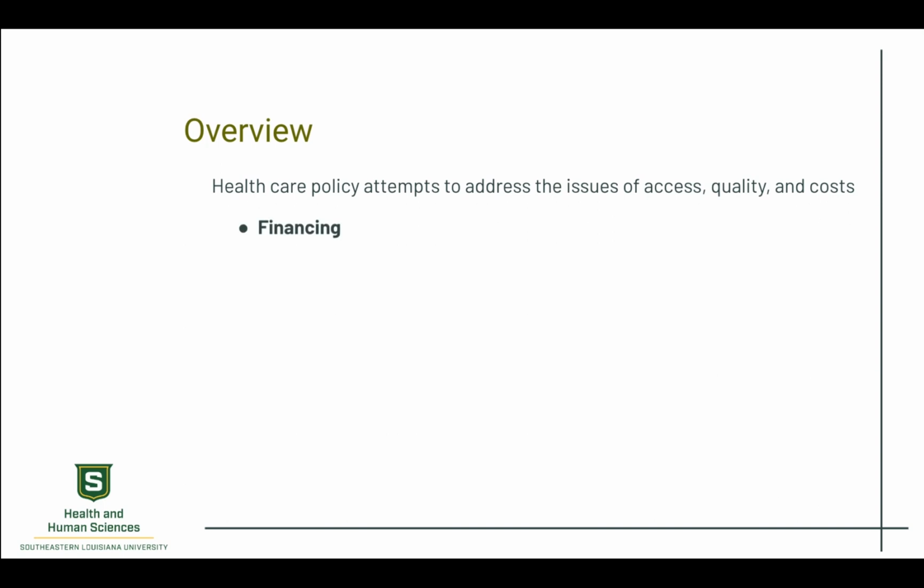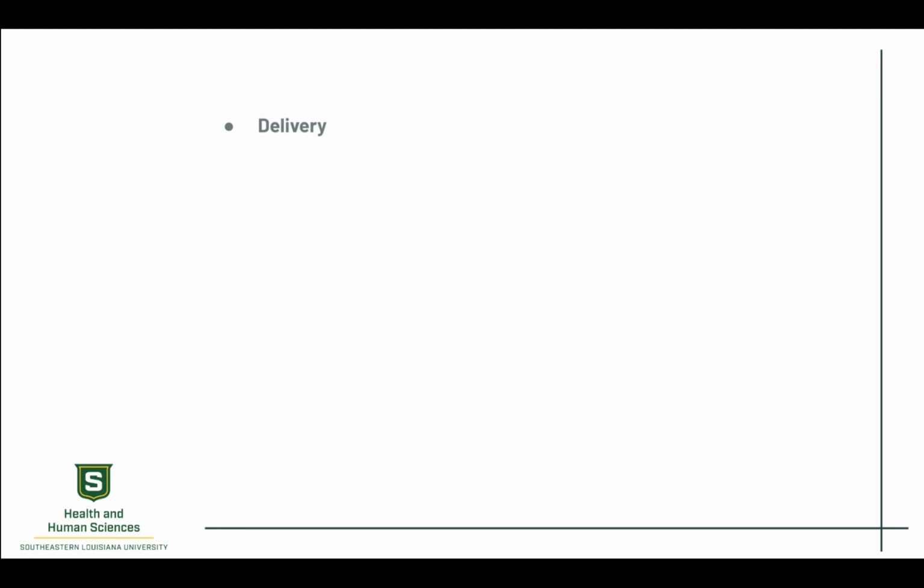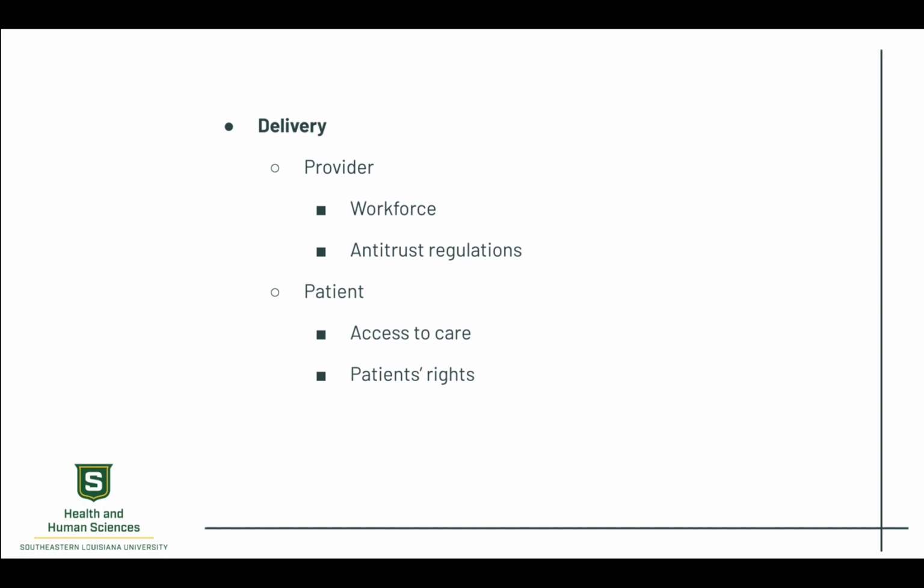And on the financing side of it, we're going to look at healthcare spending in the US and compare that to healthcare spending in other countries. And then we're going to talk a little bit about cost containment, which I will explain what that means. Then on the side of delivery, it's going to be from two perspectives. For the provider perspective, we're going to look at workforce and antitrust regulations. Then, from the patient's perspective, we'll be looking at access to care and patients' rights. So that said, let's just get right into health financing.